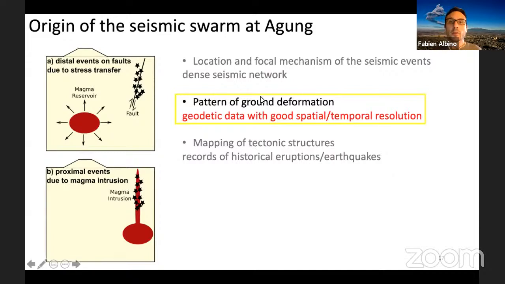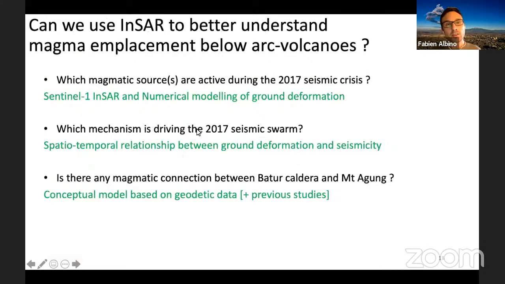So the pattern of ground deformation was really a key data set to discriminate between these two scenarios. What we did is look at the Sentinel-1 time series and see if there is ground deformation associated with this seismic swarm during the 2017 event. We want to answer these questions: which magmatic source was active during this event? Which mechanism is driving the 2017 seismic swarm? And is there any magmatic connection between Batur and Mont Agung, which was suggested maybe during the 1963 eruption?